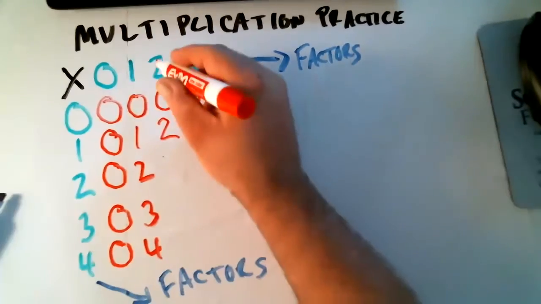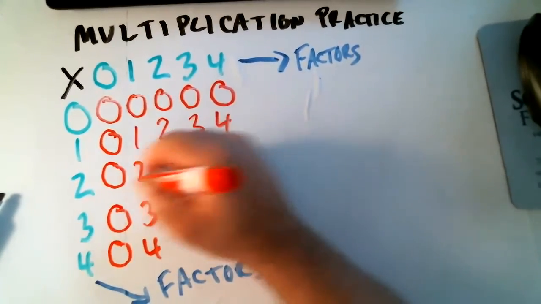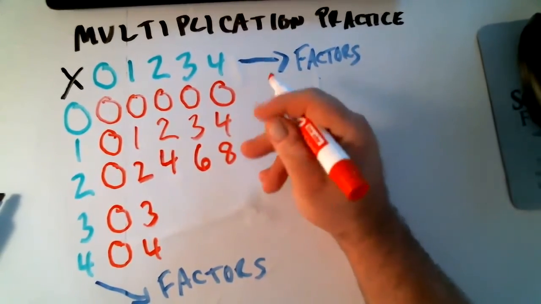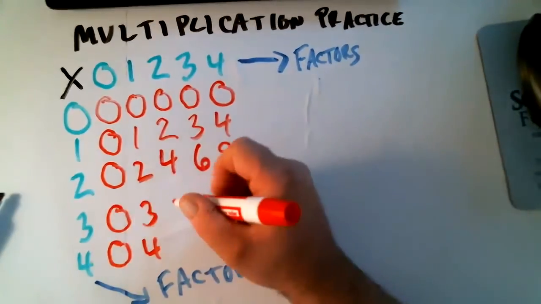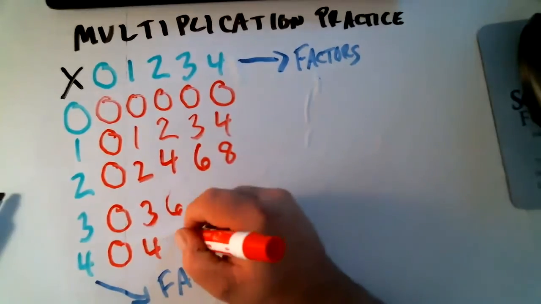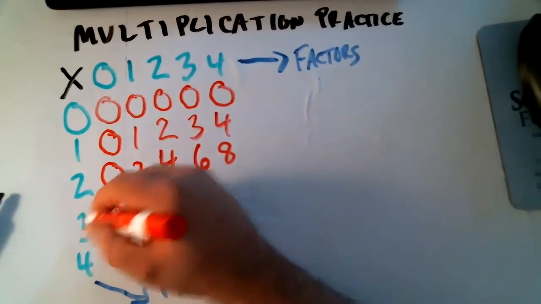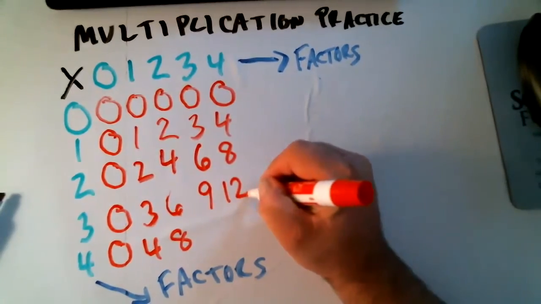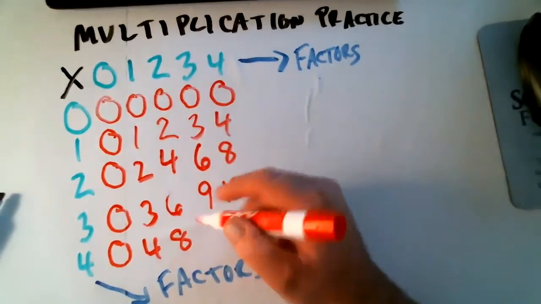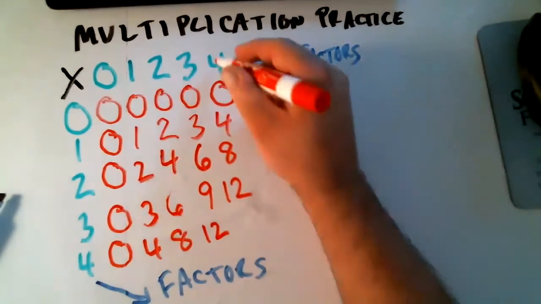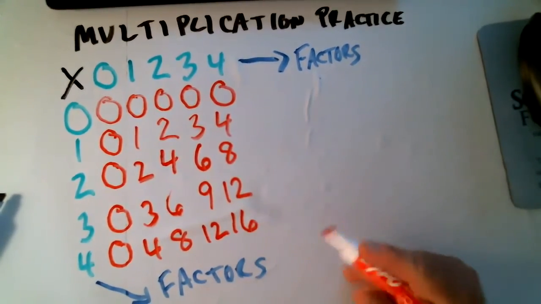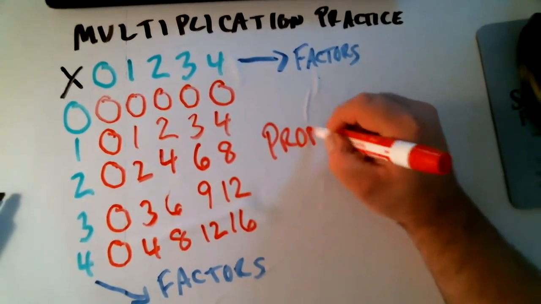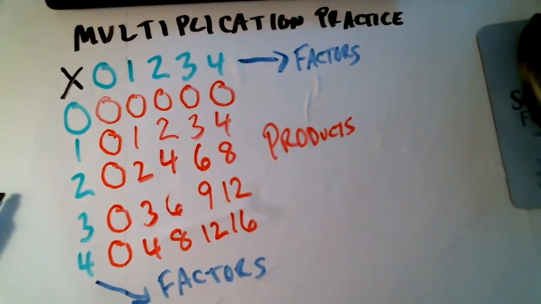And then 2 times 2 is 4. 2 times 3 is 6. 2 times 4 is 8. And I go down. 2 times 3, 6. 2 times 4, 8. And then I get 3. 3 times 3 is 9. 3 times 4 is 12. 3 times 3 is 9. 3 times 4 is 12. And then 4 times 4 in the corner is 16. Okay, and so the red are the products and the blue are the factors.